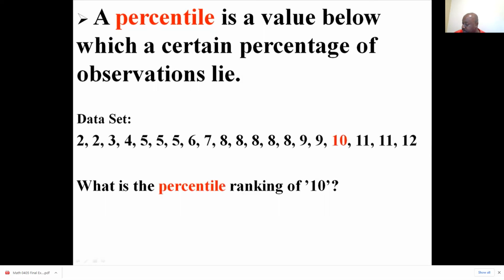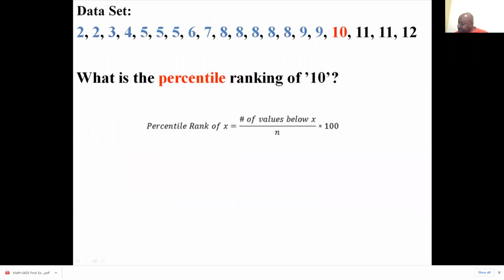Now, I could ask you, what is a percentile ranking of 10? So we have 10, and basically I want to know what percentage of scores lie below that. All these scores here in blue are below 10. For the question of what is the percentile ranking of 10, we can use this equation: the percentile ranking of any value is equal to the number of values below that value divided by the total number of values in the set times 100.